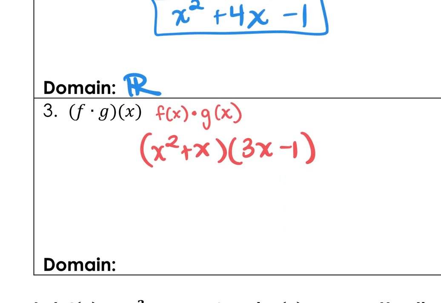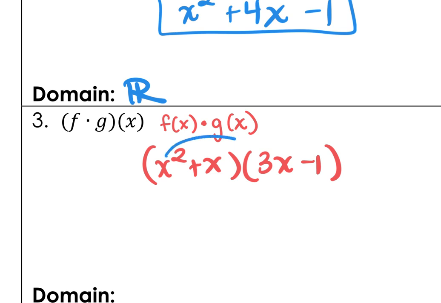And we've got a binomial times a binomial, so I would just use the FOIL method if you would like to draw a box or whatever else you would like to do. But I would multiply the 3x and the negative 1 by the x squared, and then come back and multiply the x to each of those terms as well. Remember when you're multiplying these powers that we add the exponents. So x squared times 3x is 3x to the third power. And then the x squared times negative 1 makes this negative x squared.